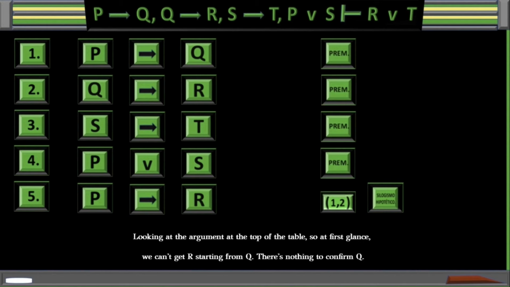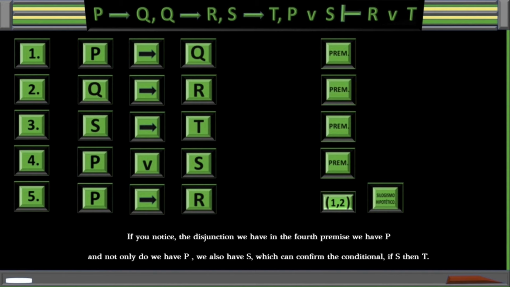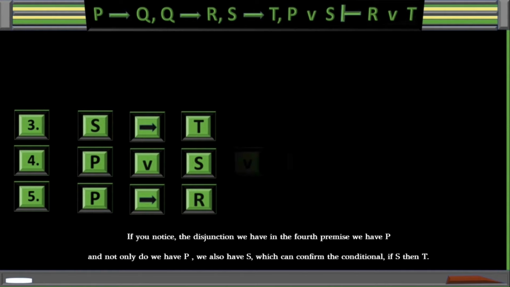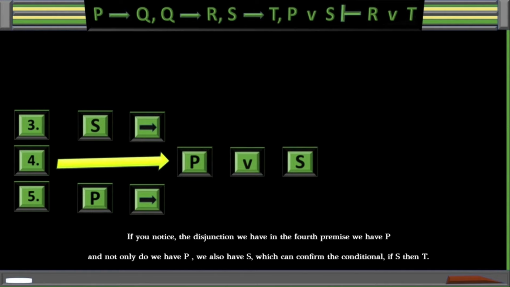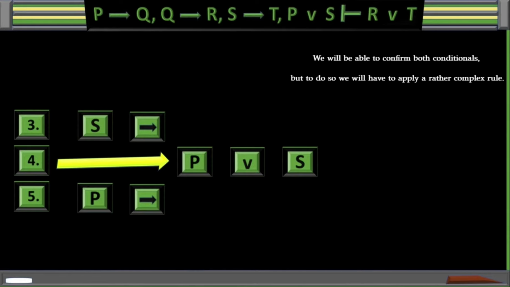Looking at the argument at the top of the table, at first glance we can't get R starting from Q. There's nothing to confirm Q. If you notice the disjunction we have in the fourth premise, we have P. And not only do we have P, we also have S, which can confirm the conditional if S then T. We will be able to confirm both conditionals.